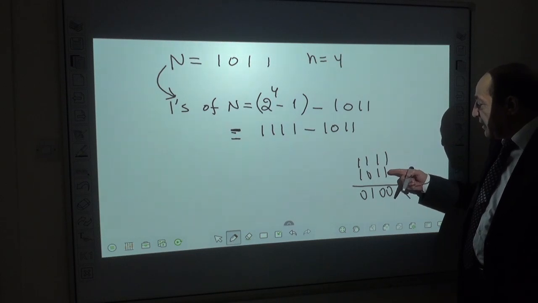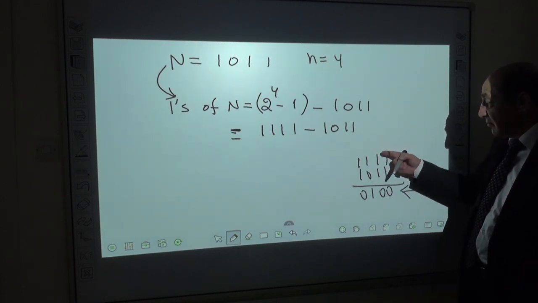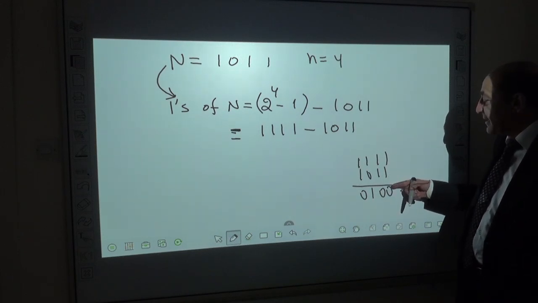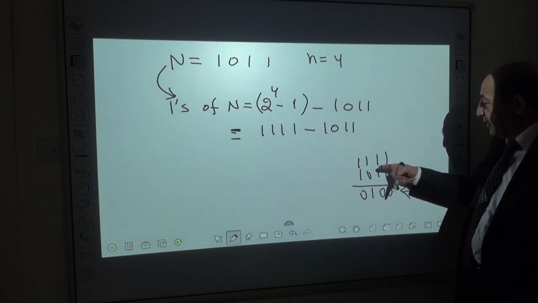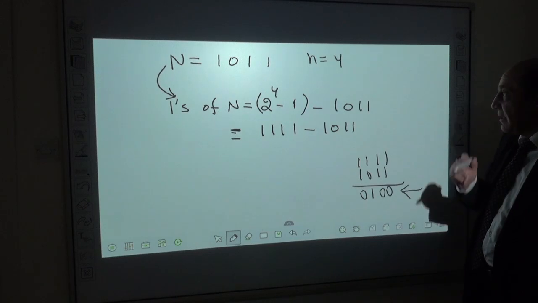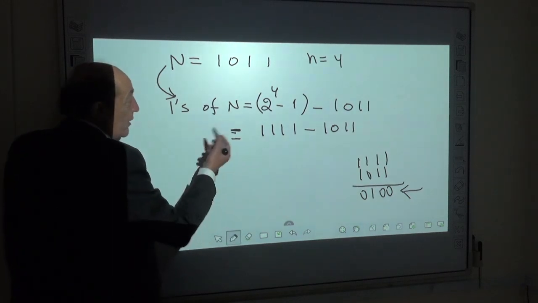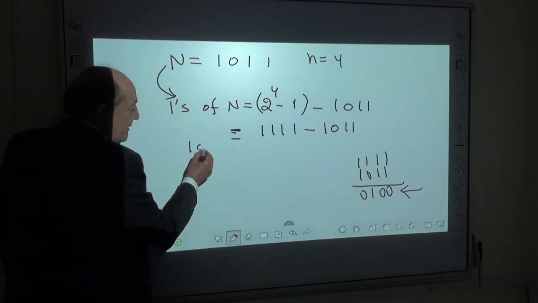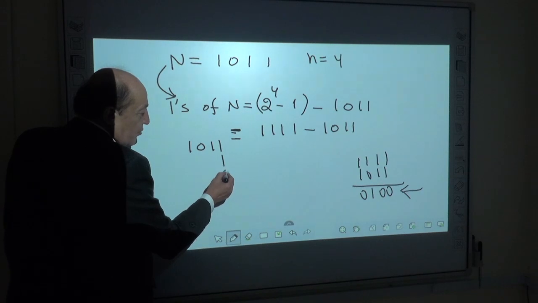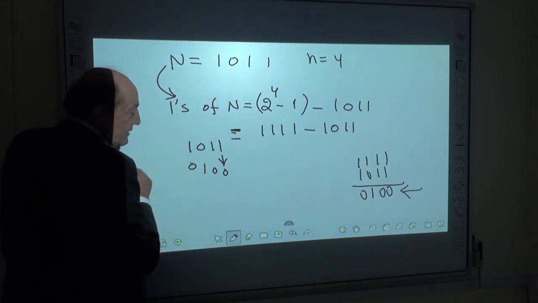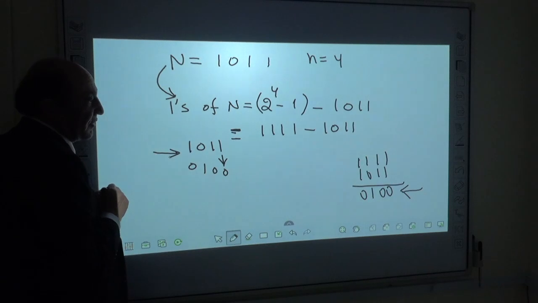Subtracting any bit from 1 means that we reverse its state. If it's 1, the result becomes 0. If it's 0, the result is 1. So we can directly apply this rule to any binary number. 1, 0, 1, 1, just convert the state: 1 to 0, 1 to 0, 0 to 1, and this is the 1's complement directly.